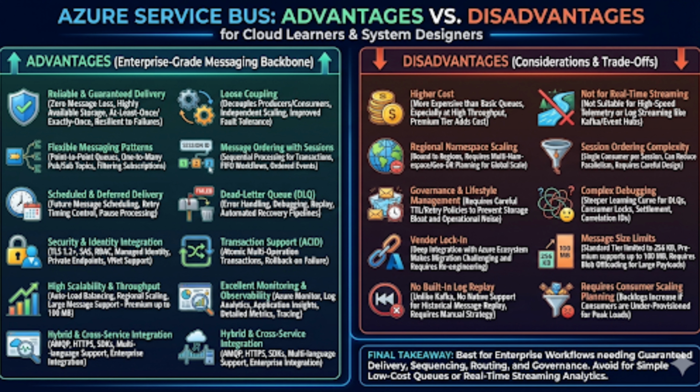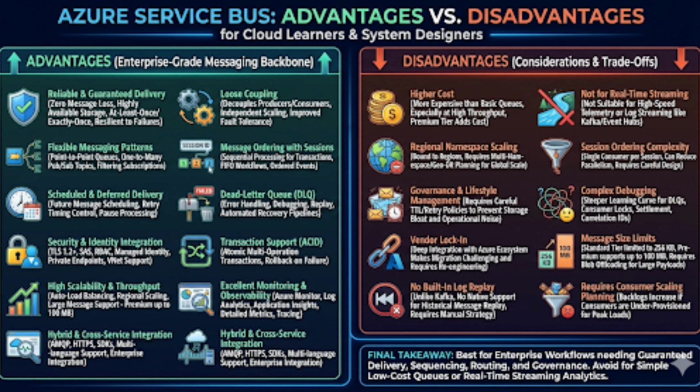9. High scalability and large message throughput. Azure Service Bus is built to scale. It supports auto-load balancing across multiple consumers, large volumes of messages, and regional namespaces. It can also handle large message sizes, up to 256 kilobytes in standard, 100 megabytes in premium using AMQP, making it suitable for enterprise workloads.